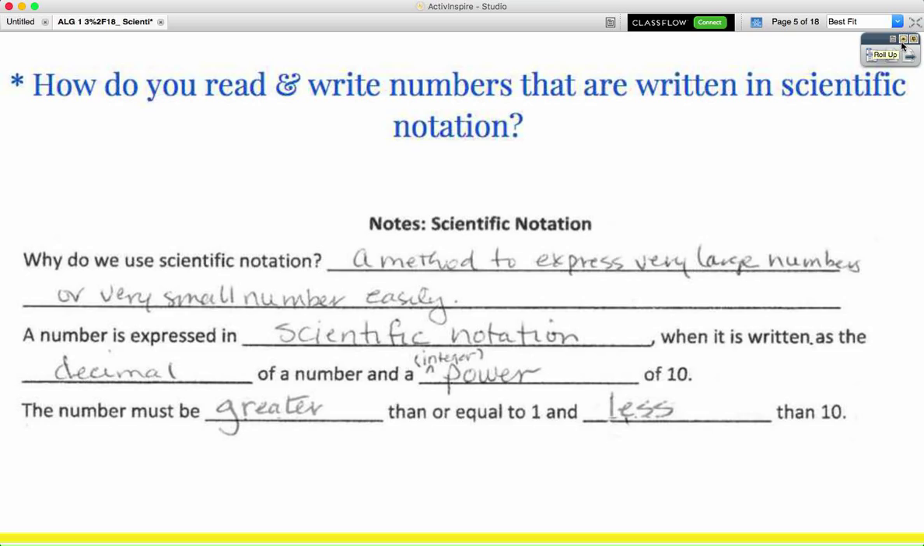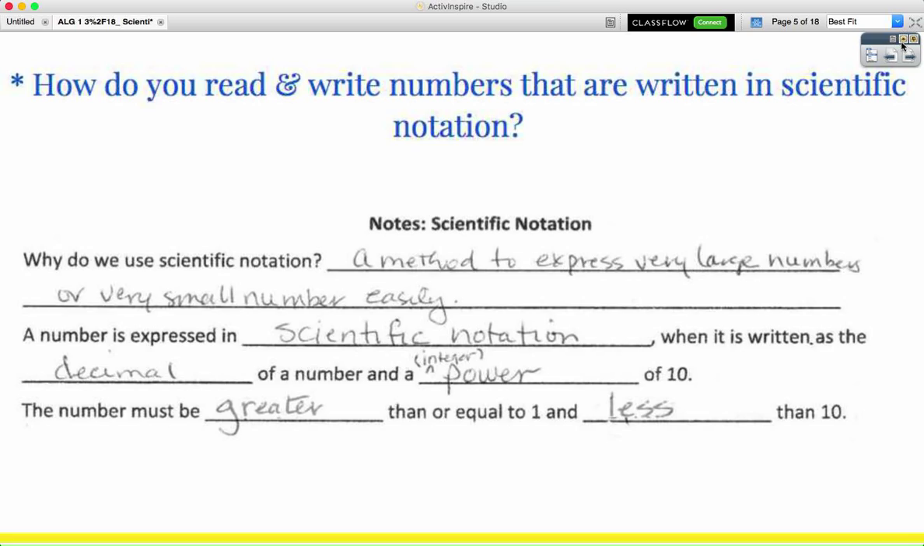Well, we need to fully understand what scientific notation even is and how it's properly written. It says, why do we use scientific notation? Well, it is a method to express very large numbers or very small numbers easily. So when we're talking about like the distance to the sun or the radius of a really small atom, things that are really, really big or really, really small, we use scientific notation to express them. A number is expressed in scientific notation when it is written as the decimal of a number to the power of 10. So this is very important.